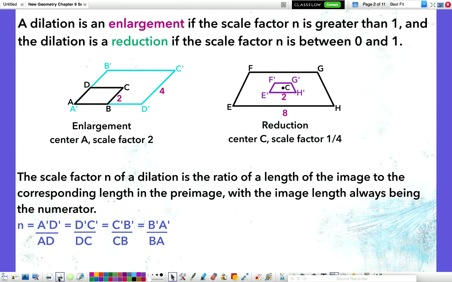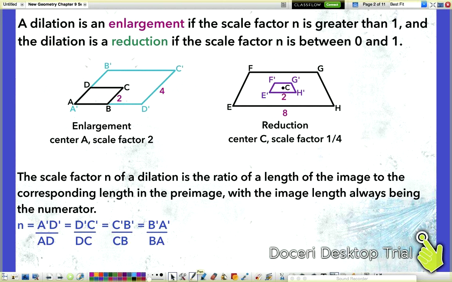In the enlargement, the blue, remember if you don't know by colors, always look at the prime. That means that's my new figure. So that's an enlargement, so we do the big number over the small number. I'm comparing that side to that side. So it'd be a scale factor of 2.